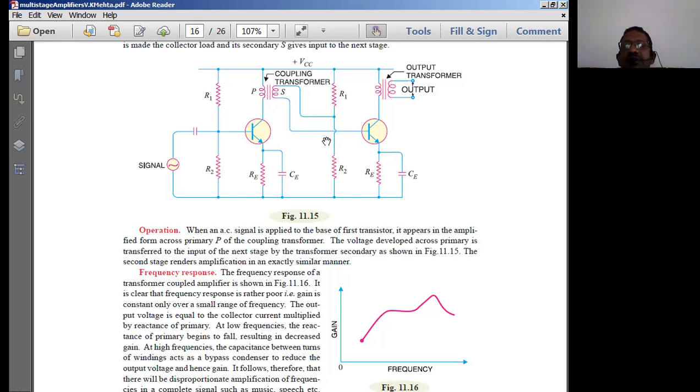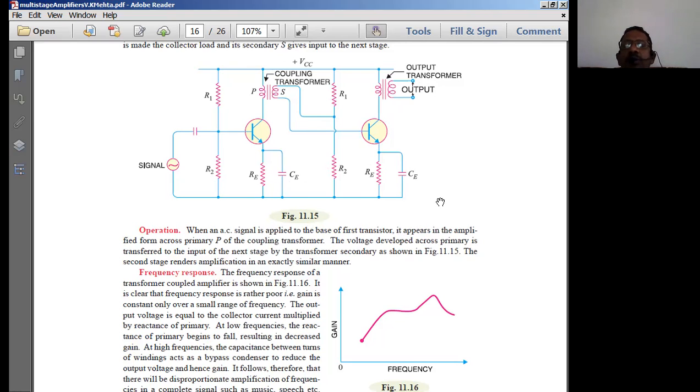Because of that reason, because impedances got matched here, the output impedance of the first stage is matched with the input impedance of the second stage. Because of that reason, maximum power is going to get transferred from stage 1 to stage 2, similarly from stage 2 to the speaker side. So because of all these things, maximum power transfer, we normally use the transformer coupled amplifier.